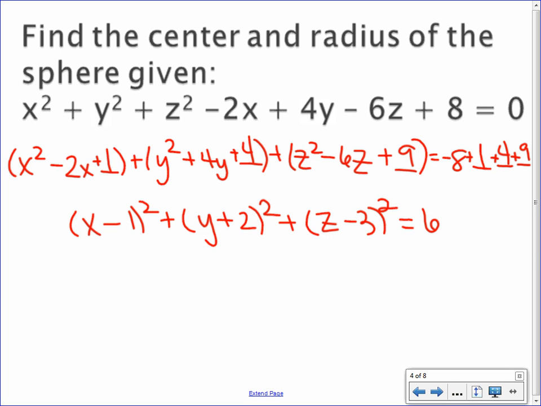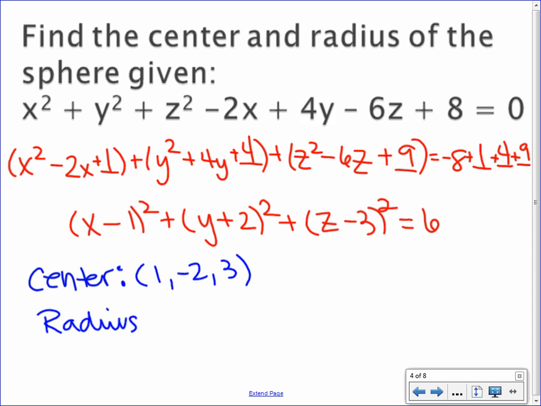Okay. Now, what did it ask for though? Center and the radius. So our center is what? (1, -2, 3). And our radius. Radical 6. Ooh, I didn't fool you at all. Radical 6. Okay? Now, that is what is going to be on your homework.